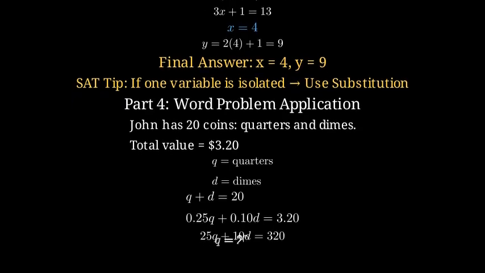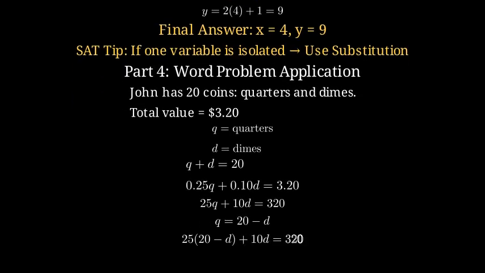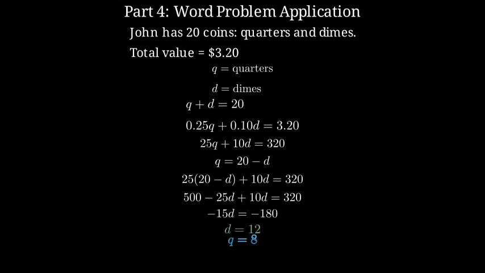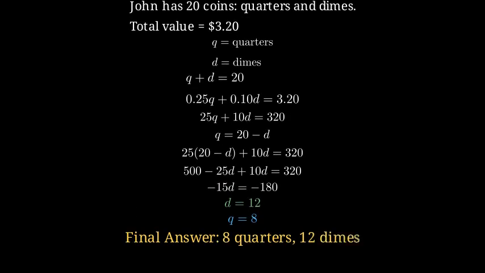Step 3. Elimination time. Multiply the second equation by 100 to clear the decimals. That gives 25Q plus 10D equals 320. Now from the first equation, solve for Q. Q equals 20 minus D. Substitute. We get 25 times (20 minus D) plus 10D equals 320. Simplify. 500 minus 25D plus 10D equals 320. That gives negative 15D equals negative 180. So D equals 12. Then Q equals 8.